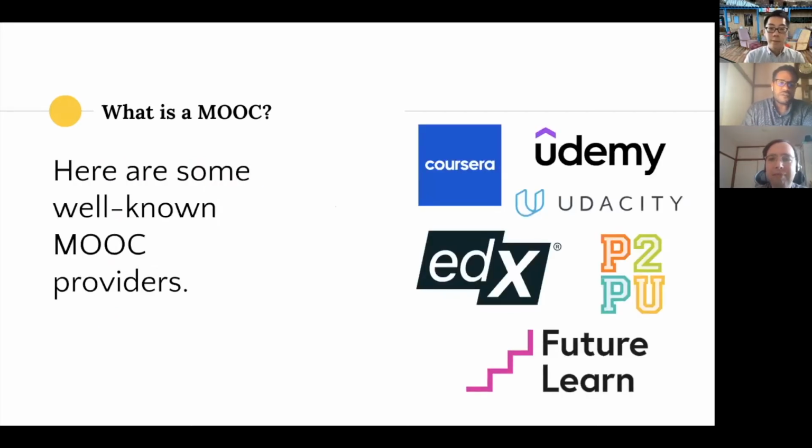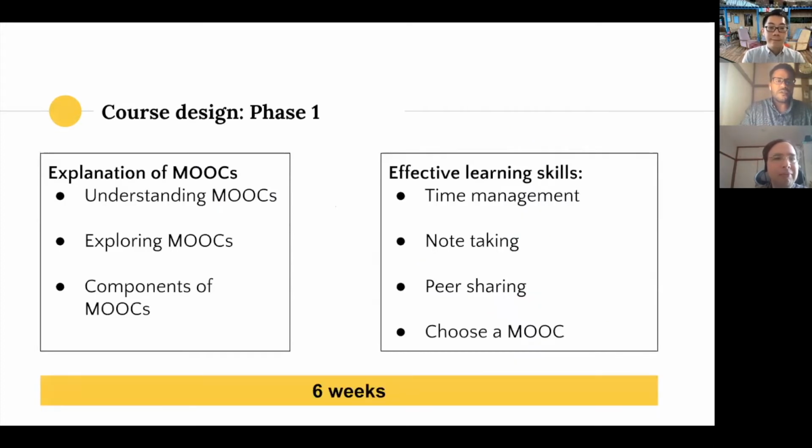I'm sure some of us are familiar with some of these MOOCs. So here are some well-known MOOC providers. They're all different, and they all have different structures and ways of interacting with the learners. So, going to our course, it has about 3 phases.